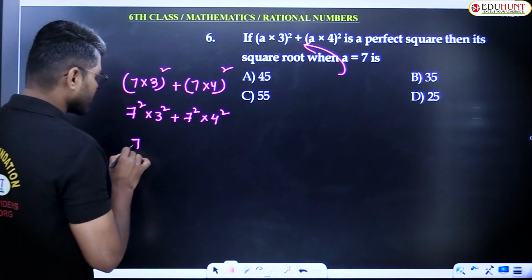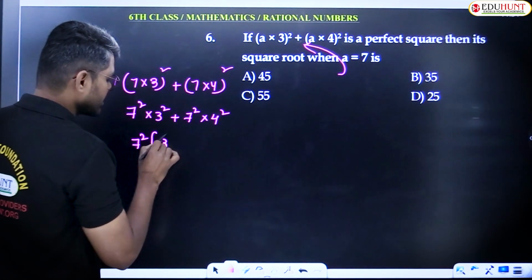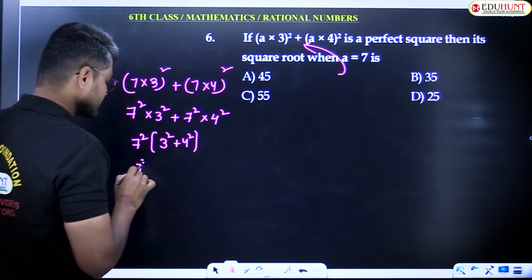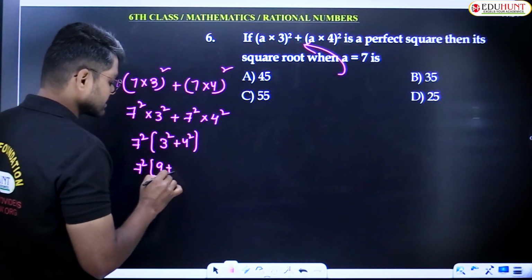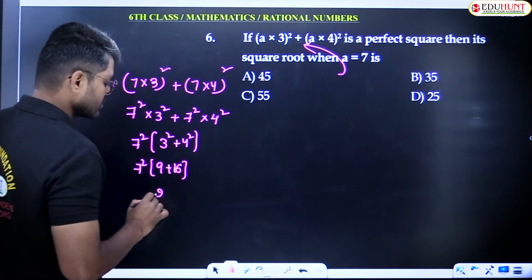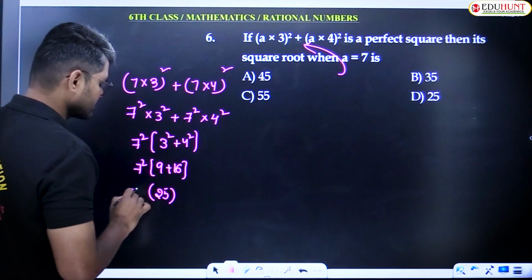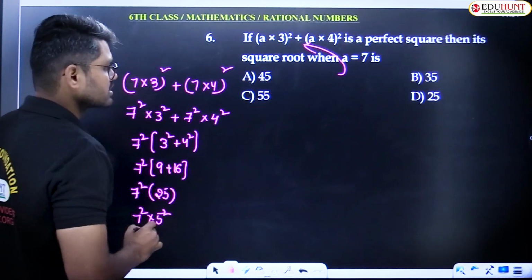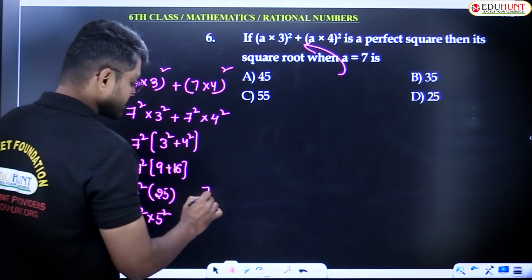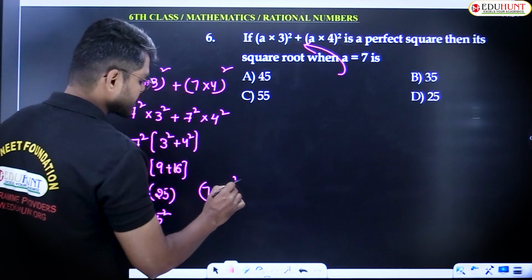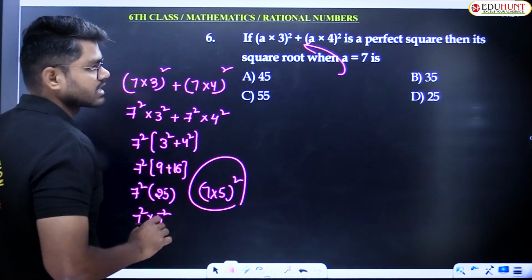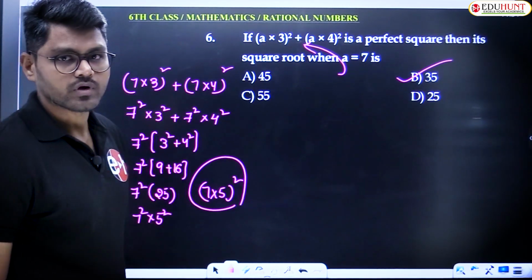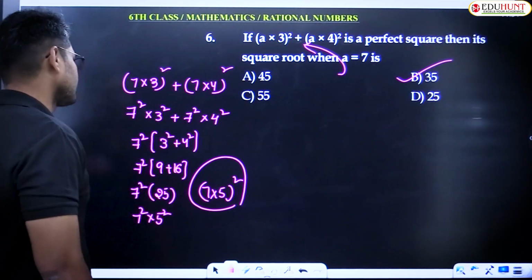Take 7 square common. 3 square plus 4 square. 7 square into 9 plus 16. 9 plus 16 is 25, into 7 square. 7 square into 5 square. So this is 7 into 5 whole square. That is 35 square. The square root of 35 square is 35. Okay. Let's see the next one.